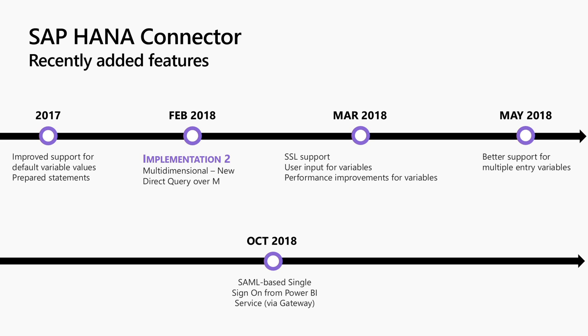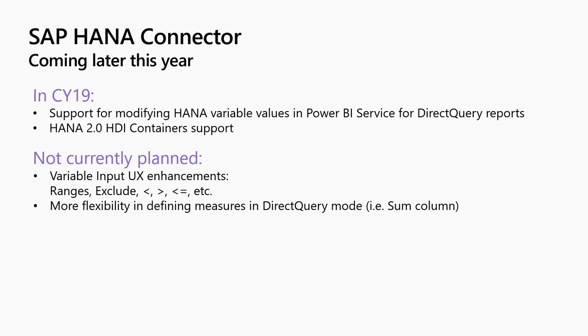Latest features we added include the implementation 2 in February 2018. That's for multidimensional. Then we had SL support. We've been tweaking the variables experience so it's more in line with what the SAP HANA customers need. And we implemented SAML-based single sign-on for the Power BI service, but it's via the gateway. The SAML single sign-on only works on the service. It doesn't work on the desktop because there's not much point in doing it in the desktop.